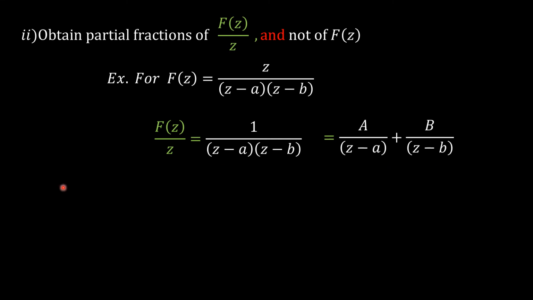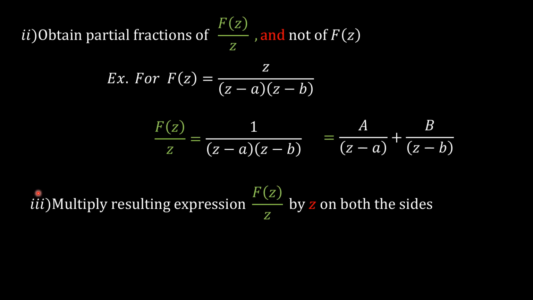Once we get this, in the third step, we multiply the resulting expression F of z upon z by z on both sides. That will give us F of z as Az divided by z minus a plus Bz divided by z minus b, meaning of this type, not exactly like this. Based on the previous example, I have written this term here: Az divided by z minus a plus Bz divided by z minus b.